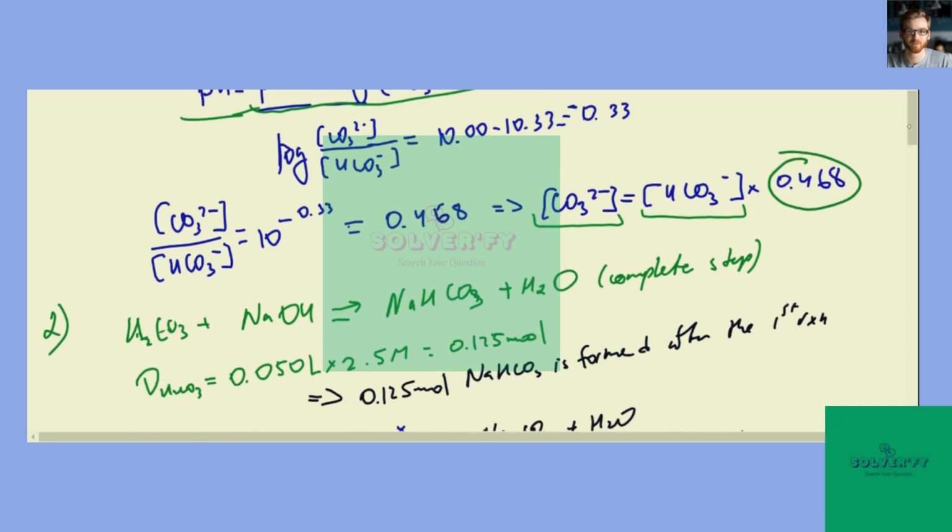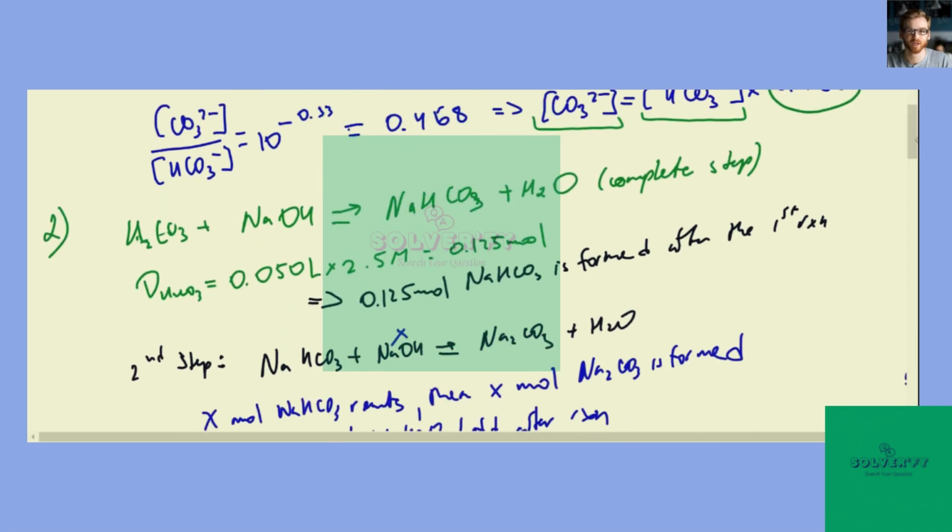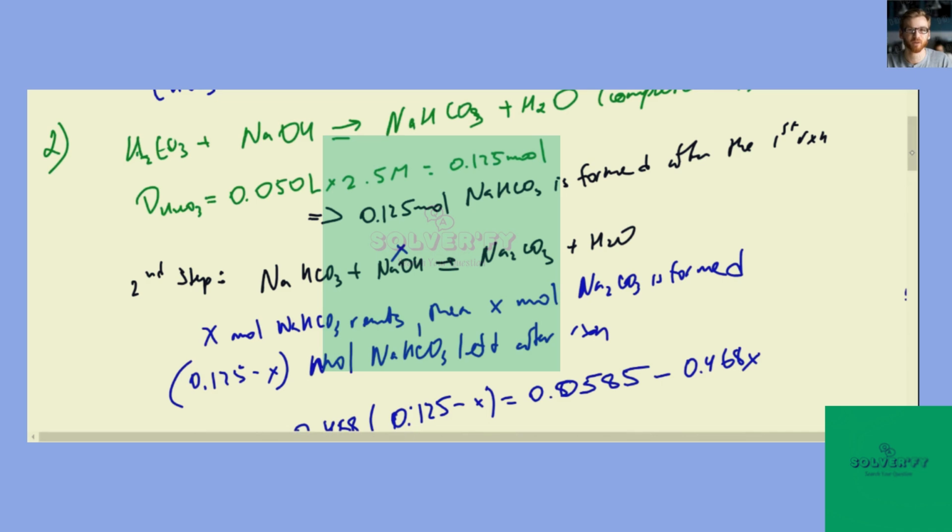Now let's look at the reaction between H2CO3 and NaOH when they react in 1-to-1 stoichiometry. So this reaction leads to the formation of sodium bicarbonate, and at least 125 millimoles of NaOH is needed to complete the step. Therefore, we already can choose the answer, but nevertheless, we'll continue the solution.